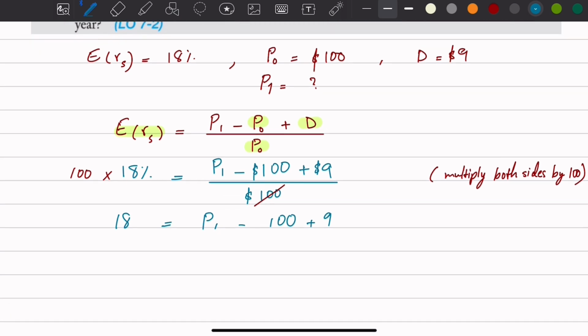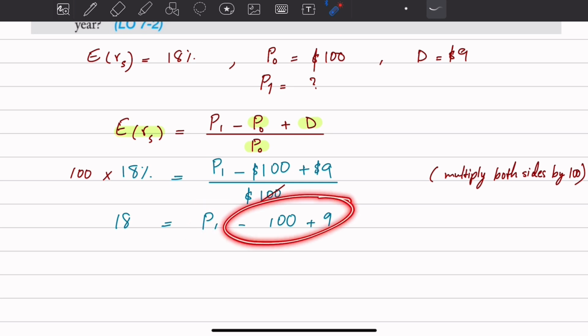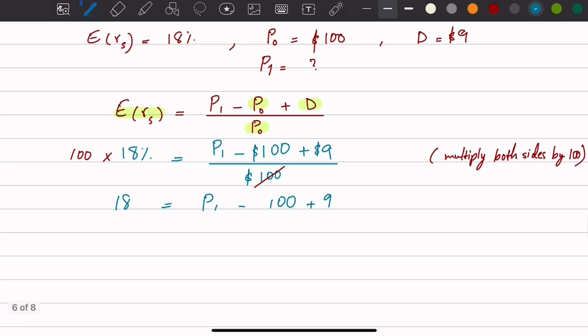Now we want to keep P1 on one side and move everything else to the other side. So that will mean 18. The negative 100 is going to move across to the other side and become plus 100. And the plus 9 will move across to the other side and become negative 9. And all of that will equal P1.